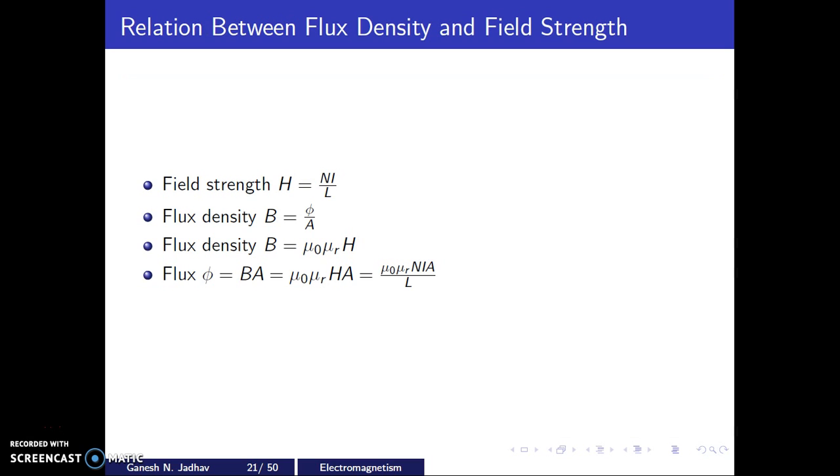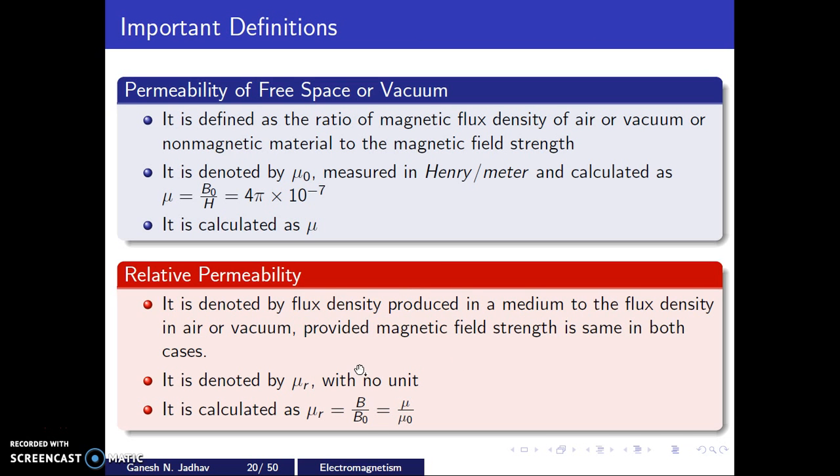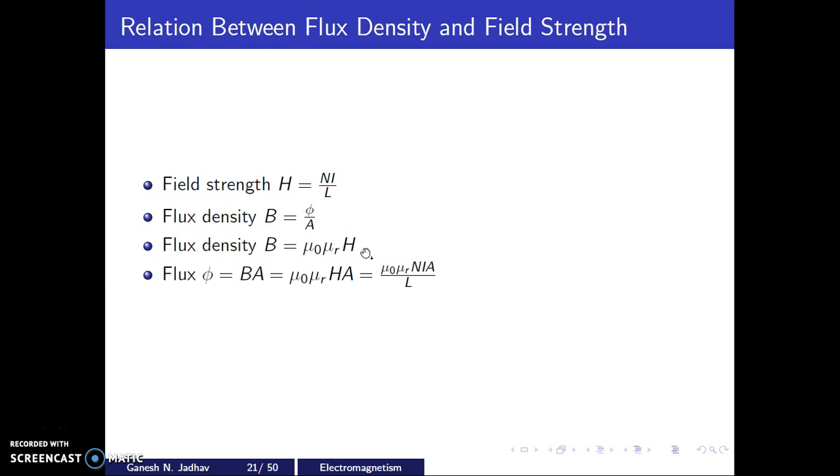So how do we relate this flux density and strength? The strength is given by H is equal to Ni by L. The flux density is given by phi by A. I will calculate the flux density. Flux density B is equal to mu into H. But what is mu? Mu is equal to mu 0 into mu r. So flux density B is equal to mu 0 mu r H.